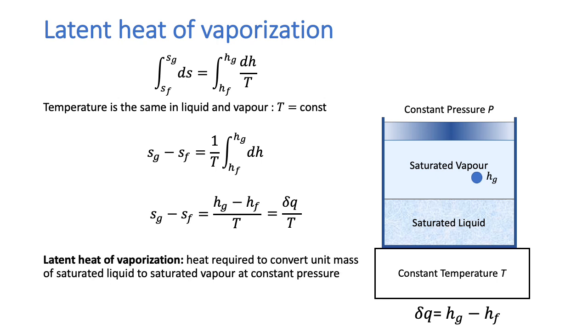Let us define the latent heat of vaporization. And this is the heat required to convert unit mass of saturated liquid to saturated vapor at constant pressure. We will define, therefore, Hfg, which is the latent heat of vaporization, as being equal to Hg minus Hf.